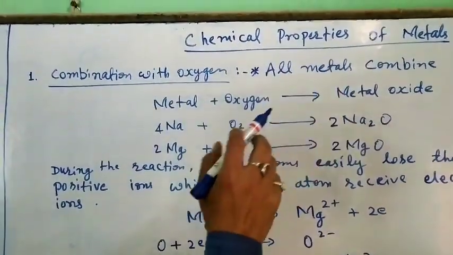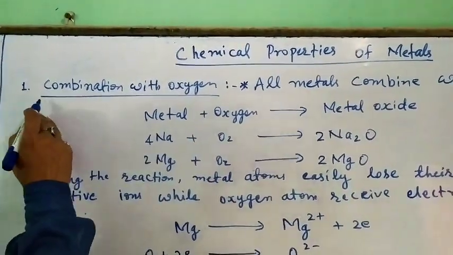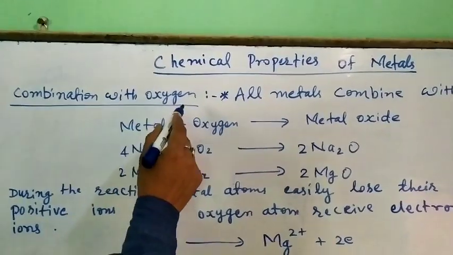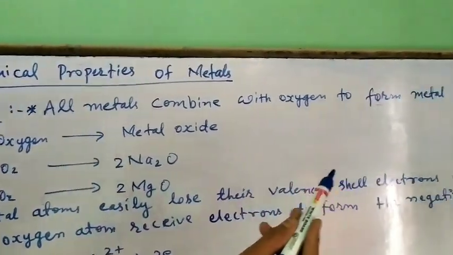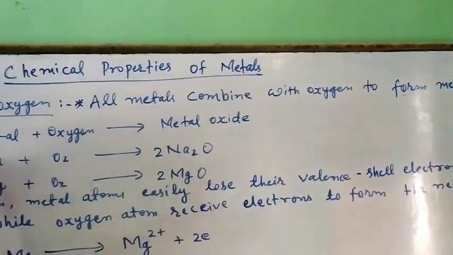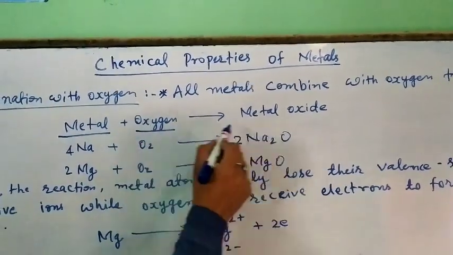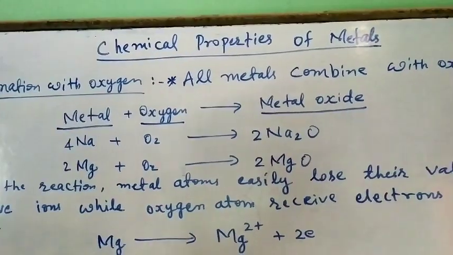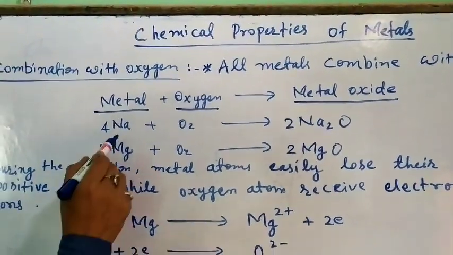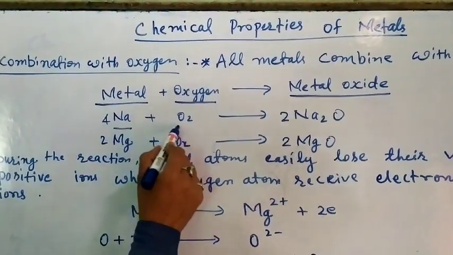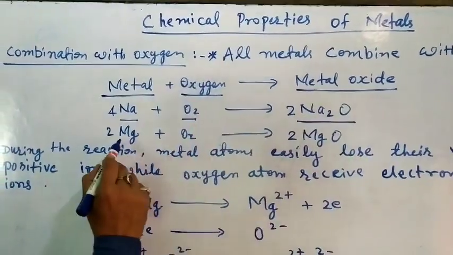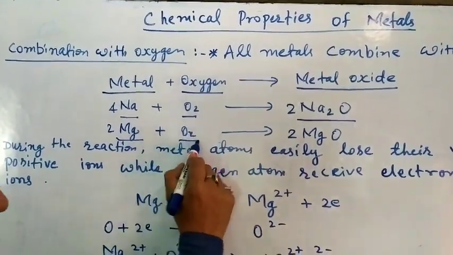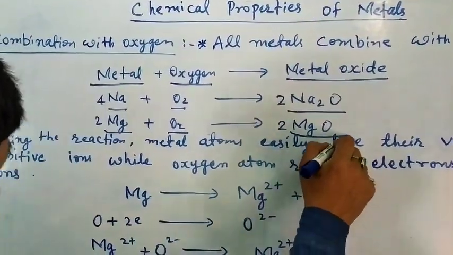The first chemical property is combination with oxygen. All metals combine with oxygen to form metal oxide. That means metal plus oxygen gives metal oxide. For example, sodium reacts with oxygen to give sodium oxide. Magnesium reacts with oxygen to give magnesium oxide.